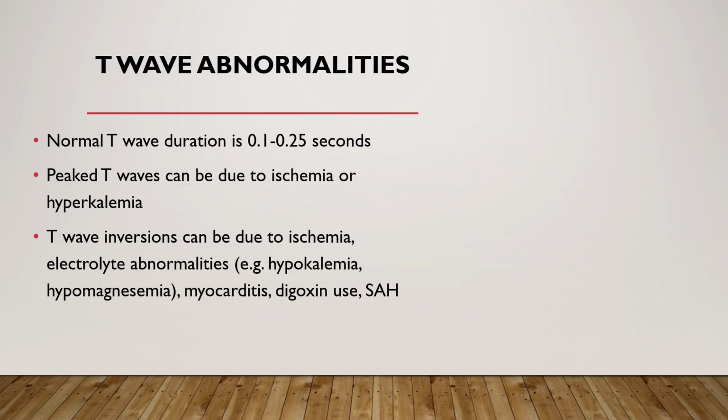Let's talk about T-wave abnormalities. Normal duration of a T-wave is less than 0.25 seconds. Peaked T-waves can be present in either coronary ischemia or in cases of hyperkalemia. T-wave inversion or negative T-wave can be a sign of ischemia, electrolyte abnormality, such as, for example, hypokalemia and hypomagnesemia, myocarditis, use of digoxin, and in certain patients who have subarachnoid hemorrhage or SAH.